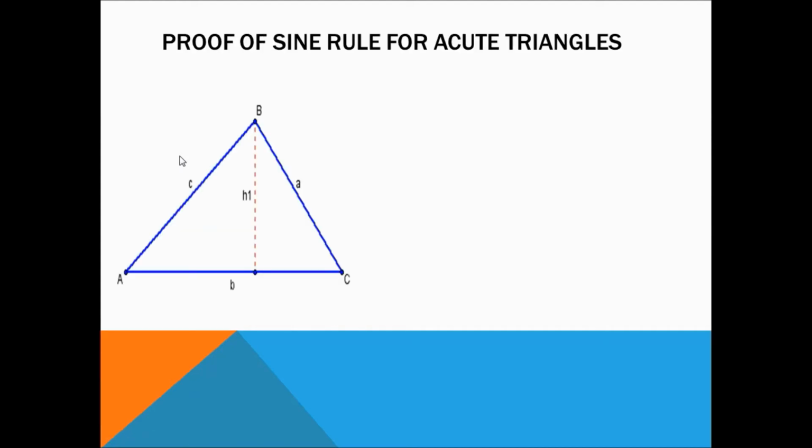I just wanted to cover the proof of the sine rule for acute triangles because many people don't actually know where the sine rule came from. They see that it's a rule and they just start to use it. So I wanted to actually cover the proof of the sine rule. We're going to base it on this diagram here, and this is just going to be for acute triangles. Then we just have h1 labeled here, which creates two right angle triangles.